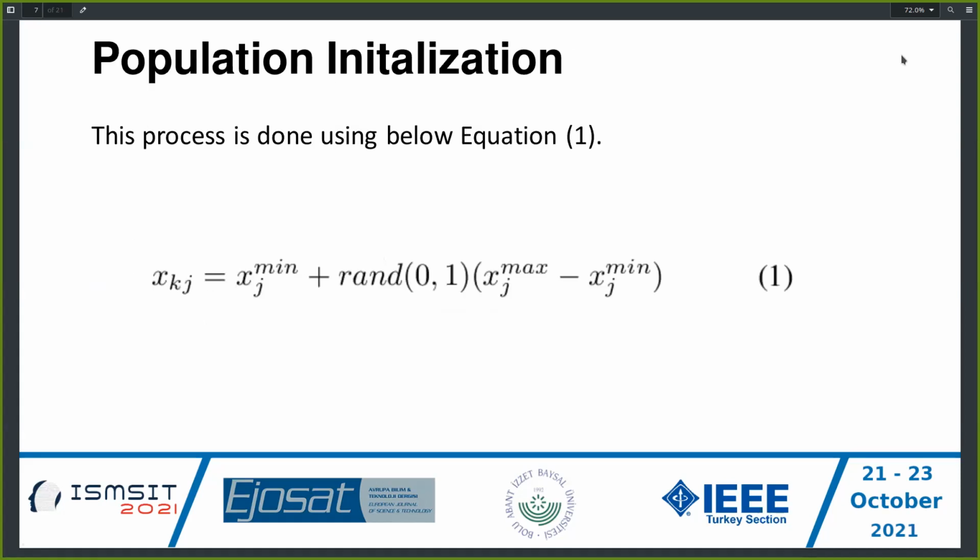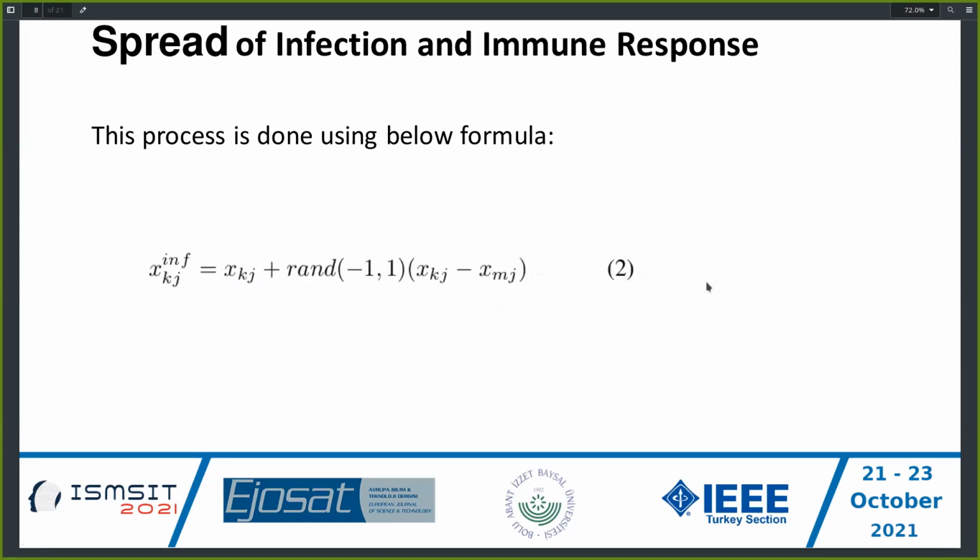For the population initialization, we are using this equation. The x_j minimum and maximum are the boundaries of our problem, and random(0,1) is a randomly generated number between 0 and 1. For each parameter of the individual in the population, we use this equation to find the parameter for each individual.